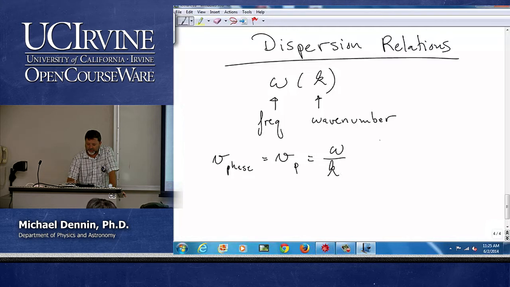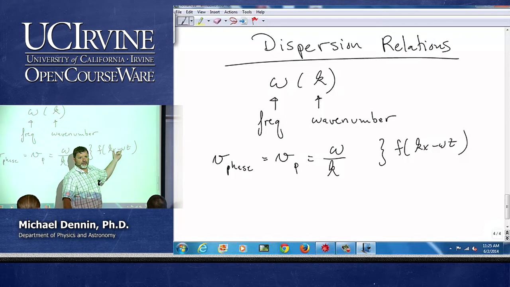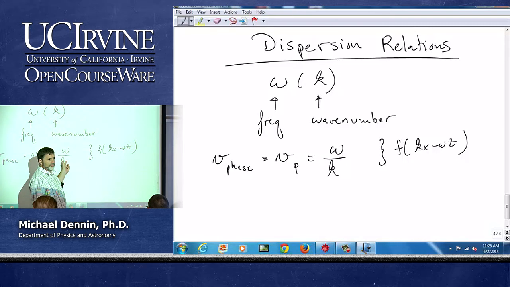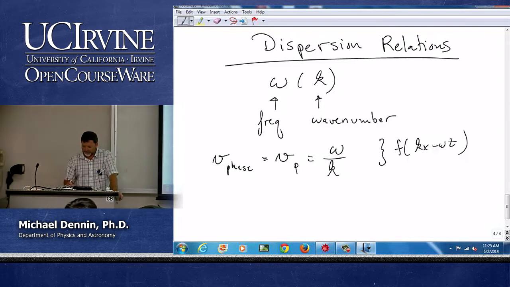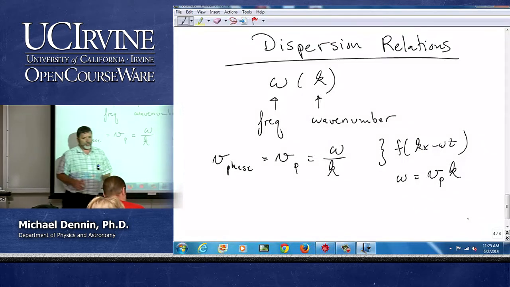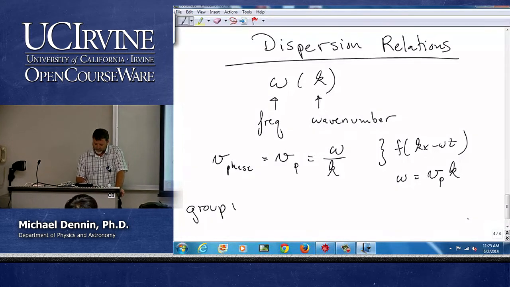And if you think about it, we talked about the wave as being a function of kx minus omega t. Our phase is where we are in this space. And how we change our phase just depends on the ratio of omega over k. And so as I increase t, it tells me how I'm moving in x, for instance. And for simple linear waves, we literally just write omega equals v phase times k. And that works out.